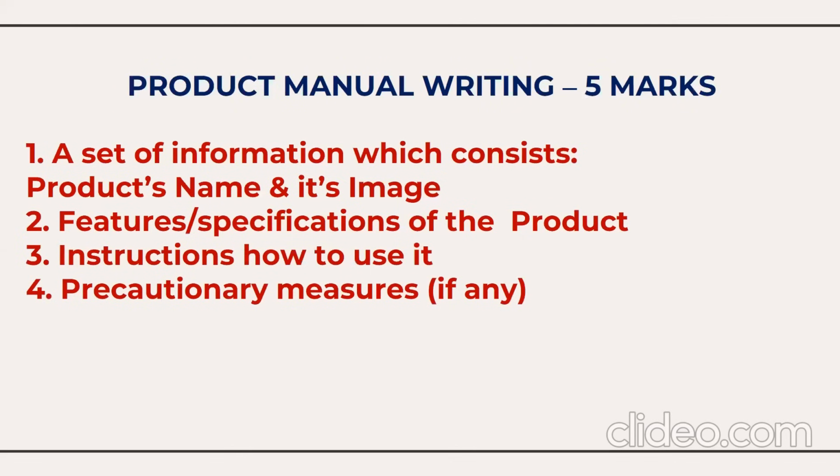Then we have product manual writing. Many students have a confusion how to do this. I'm telling you, it's very, very easy. Product manual means to say the instruction manual. I'll say a simple thing. When you buy a SIM card, you get a leaflet. In the leaflet, the SIM card image is mentioned, you can see the SIM card's features, and how to insert the SIM card on the tray of the phone.